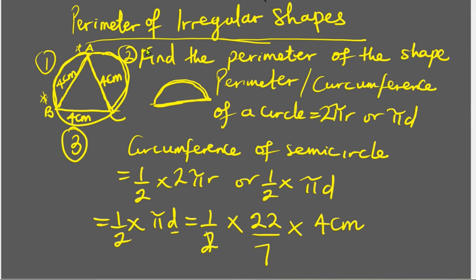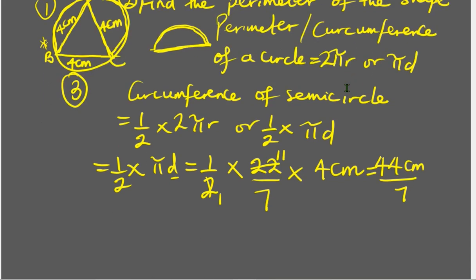2 can divide 22. So 2 in 2 is 1, 2 in 22 is 11. So as it is, nothing can divide again. So 11 times 4 centimeters, that's 44 centimeters, then 7 as the denominator. So that will be 44 divided by 7. Let's convert that to a mixed number. So that will be 6 whole number, because 6 times 7 is 42. So 42 out of 44, you're left with 2. So 6 whole number, 2 over 7 centimeters.